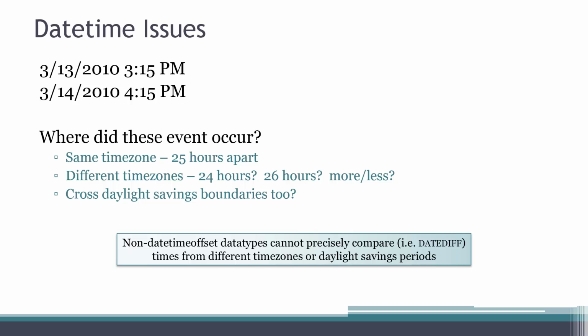Here's my note. Non-datetime isolate data types cannot precisely compare times from different time zones or daylight savings periods. Now, DATEDIFF here is SQL Server's function for doing math between two date and time values. When you add and subtract them, how many hours are between these two? A DATEDIFF will tell you the number of hours, the number of seconds, the number of days where boundaries are crossed between two periods. So that's the DATEDIFF function.